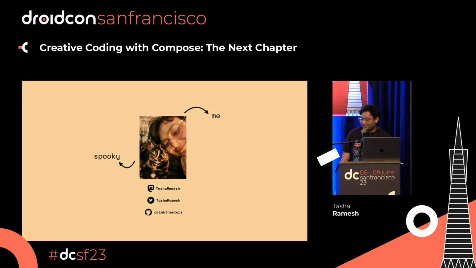When I'm not helping people find matches working at Tinder, I like to play around with some creative coding and generative art in my spare time. And so this is what the talk will be about. So let's begin by unpacking those terms, creative coding and generative art.